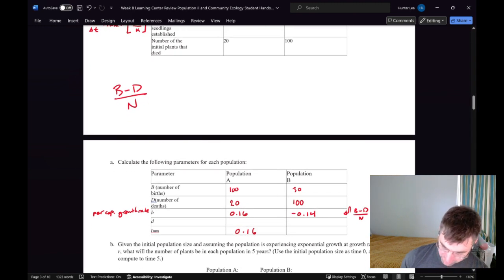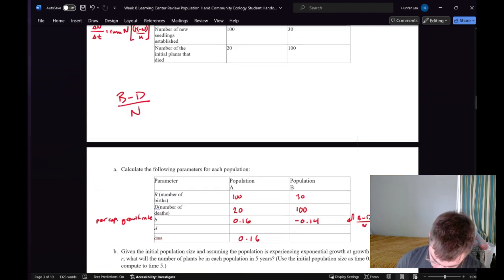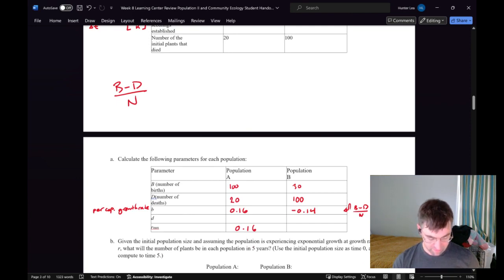We have a negative growth rate for population B, and that is simply 30 minus 100 all over the initial population of 500. Oh, 300, excuse me. 30 minus 100 all over 300 should be negative 0.233, repeating.